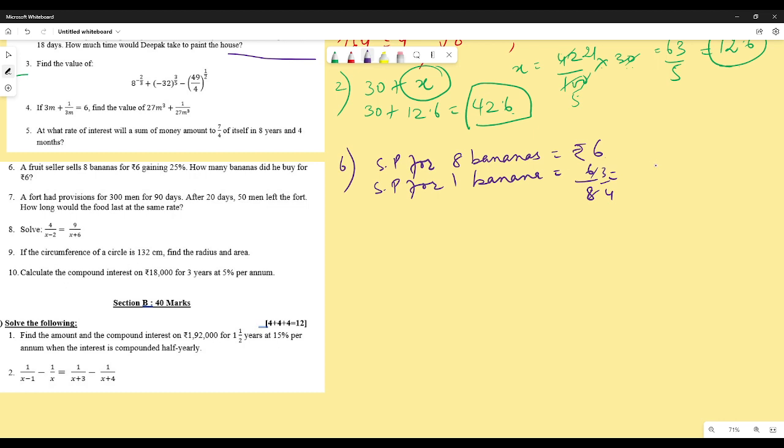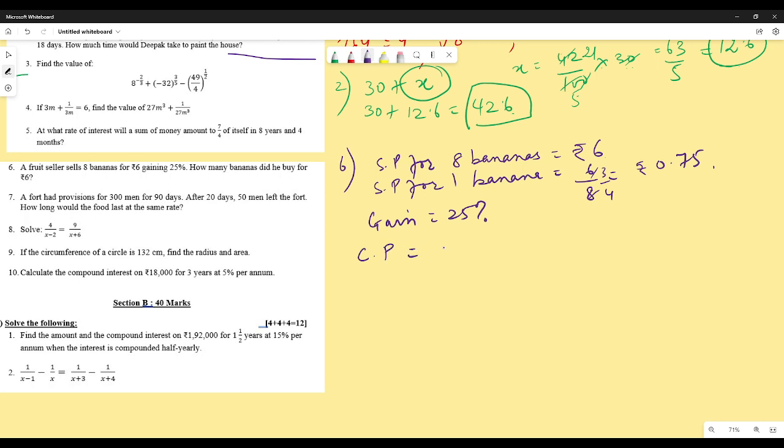SP for 1 banana will be 3 by 4. 8 bananas is ₹6, gaining 25%. Okay, fine. So SP is rupees 0.75, right? 3 by 4 is 0.75. Now gain is equal to 25%, right? So let us find out the cost price.